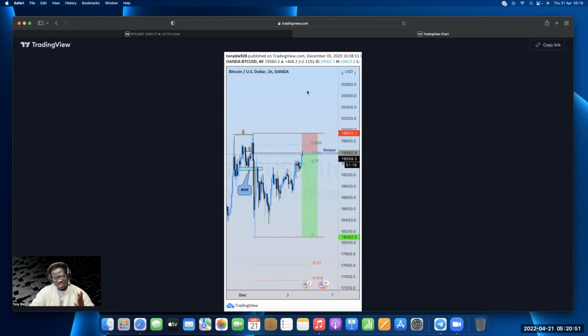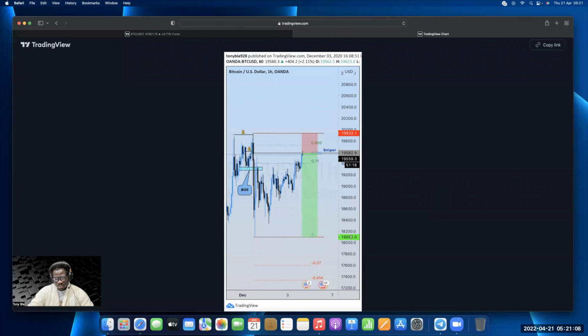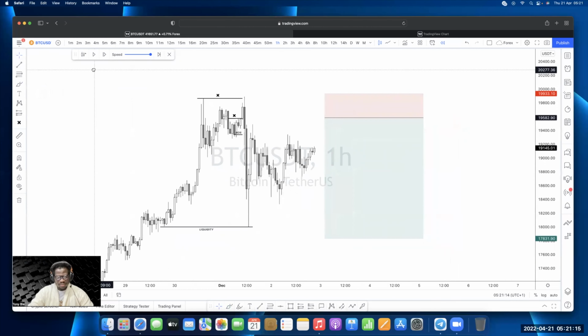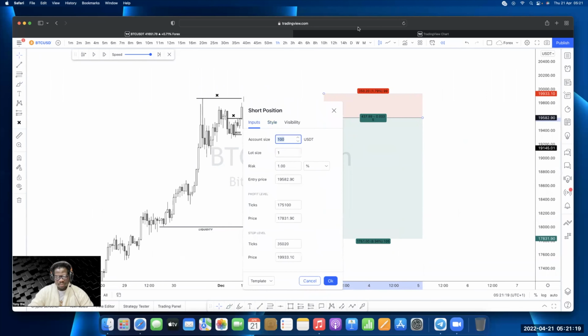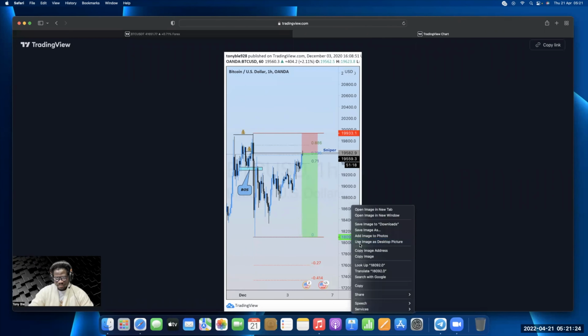Okay, and my entry was at 19,582. I think 582. Yes, 0.90. So that was a 350 pip stop loss. And then I was aiming for, I think, 180.92. So 180.92. That was where the take profit was.